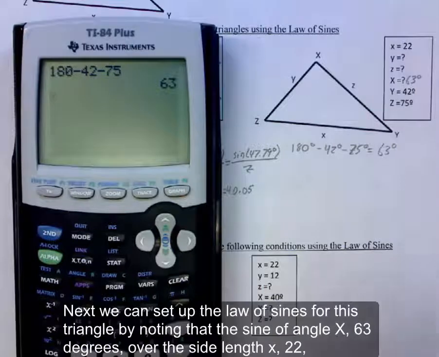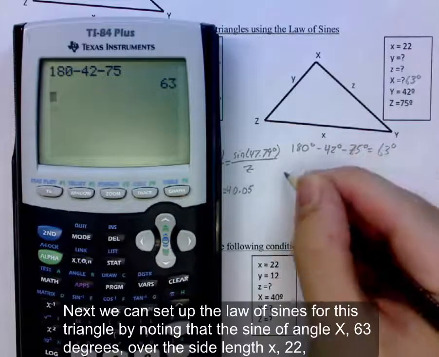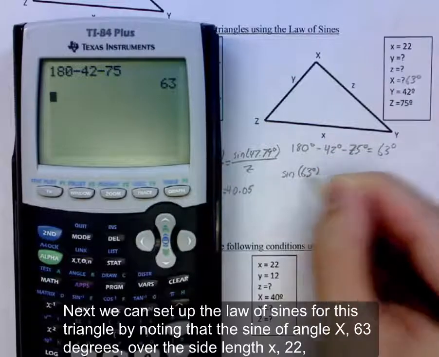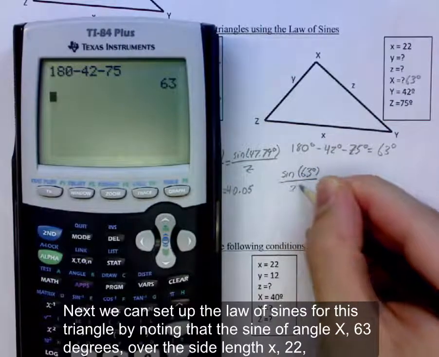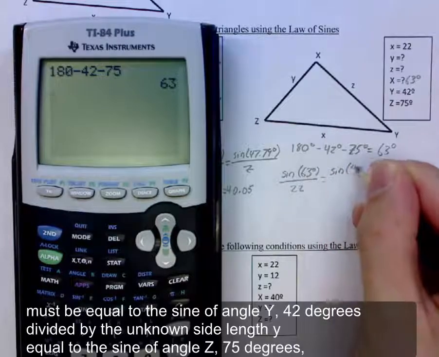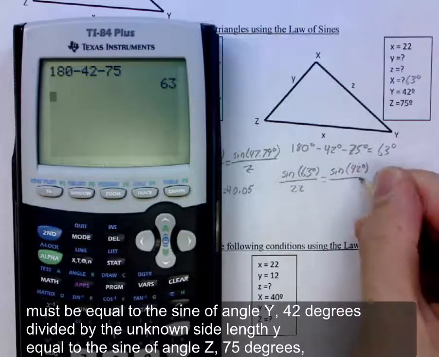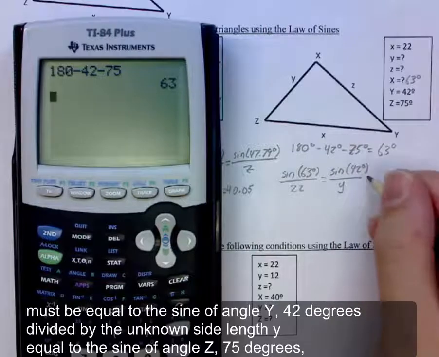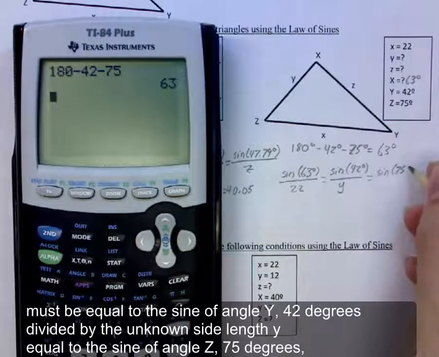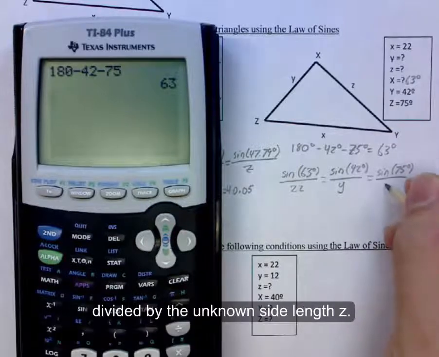Next, we can set up the law of sines for this triangle by noting that the sine of angle x, 63 degrees, over the side length x, 22, must be equal to the sine of angle y, 42 degrees, divided by the unknown side length y, equal to the sine of angle z, 75 degrees, divided by the unknown side length z.